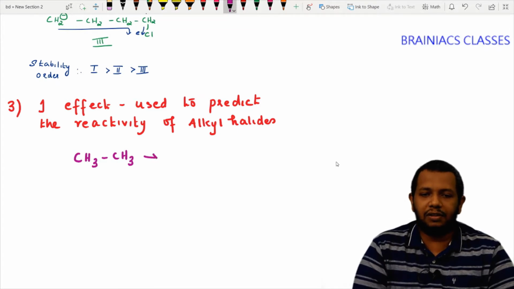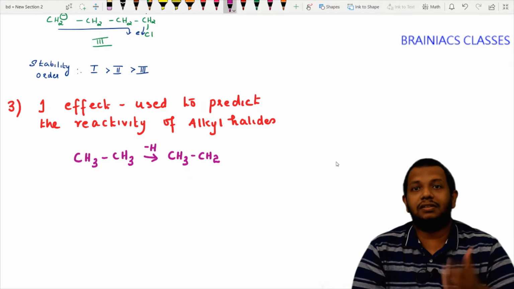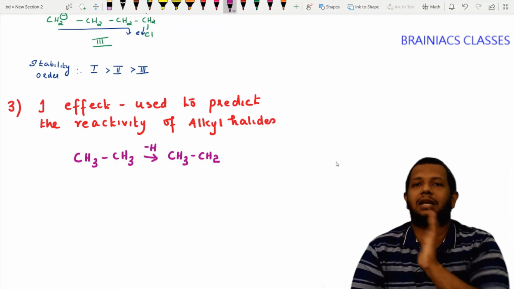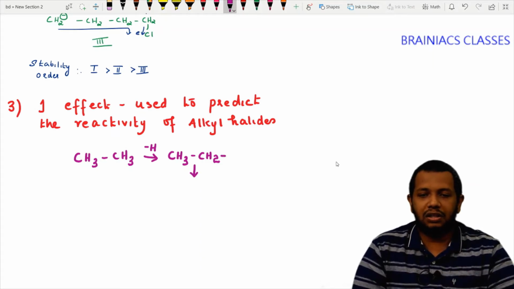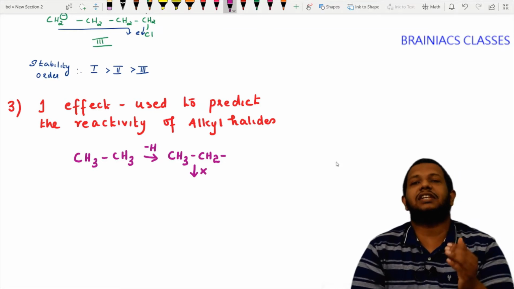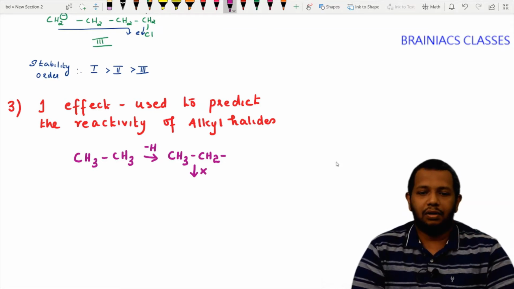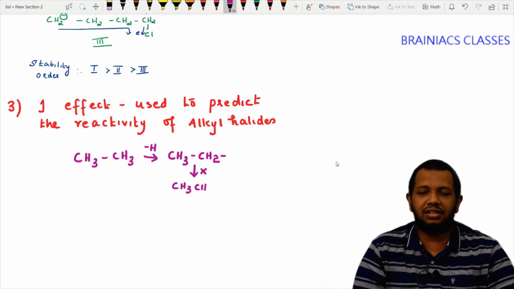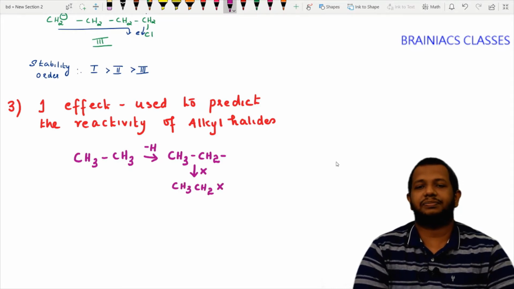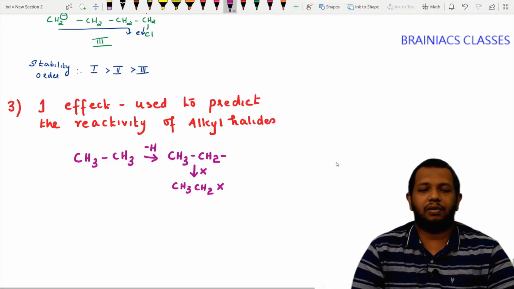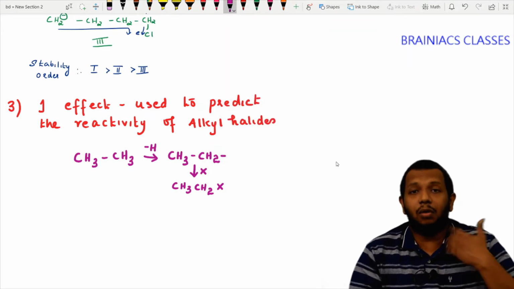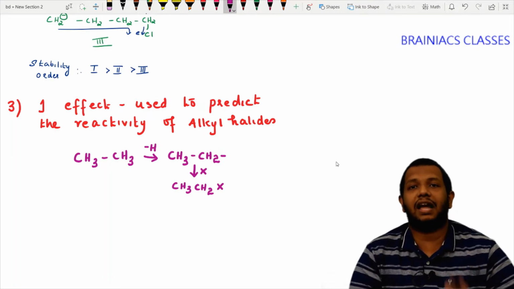If I remove one hydrogen, this will become CH3 CH2. Correct? When one hydrogen is removed, alkane will become alkyl. Here ethane will become ethyl. Into that I am introducing a halogen X. This halogen can be anything: fluorine, chlorine, bromine, or iodine. So this will become CH3 CH2X. I hope you got it. This is an alkyl halide.